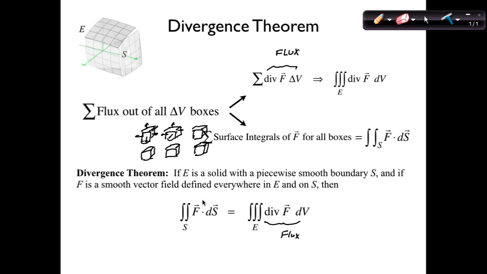How are F and divergence of F related? It's in the form of a derivative, right? So divergence of F is like the rate of change of F, right? And S is the boundary of E.